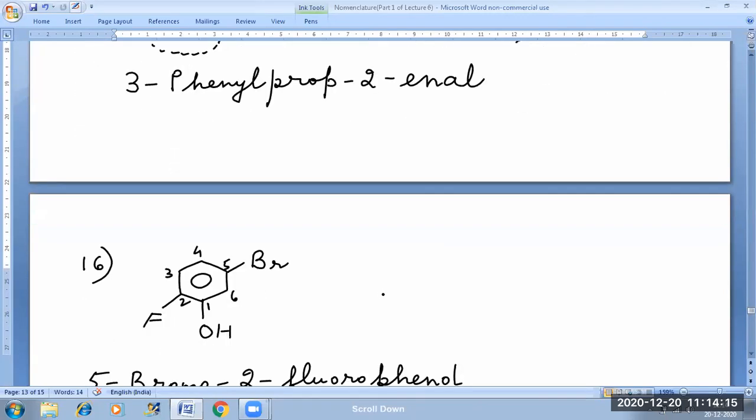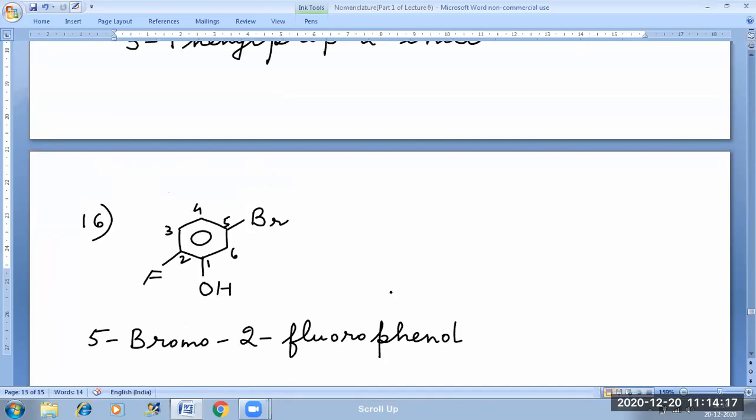16th one. So here the principal functional group is OH. OH is attached to the benzene ring directly. That is why this carbon will be 1. I do the numbering in the clockwise direction. If I do the numbering in clockwise direction, the positions of substituents will be 2 and 5.